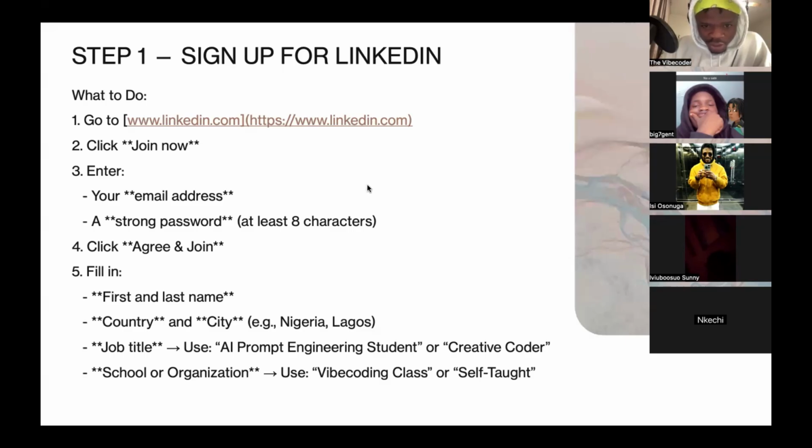Add your most recent experience. Takes 2 minutes. Okay, good. You're a student in Port Harcourt, River State. Most recent job title, AI prompt engineering student. Most recent company. Under this company, you can put Vibe Coders Hub. The same way I sent it the first time, Vibe Coders Hub.